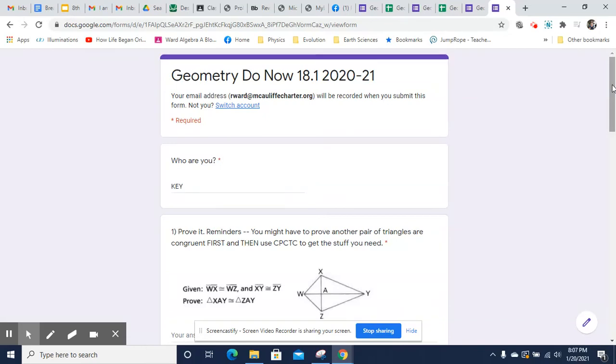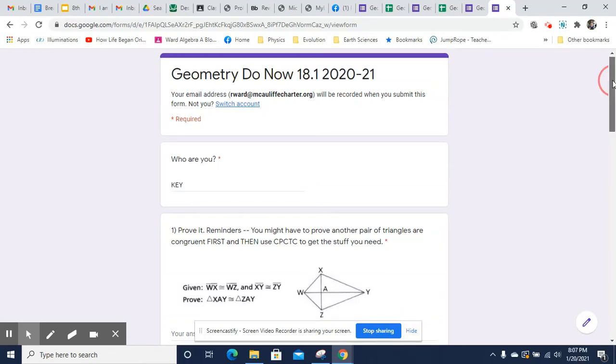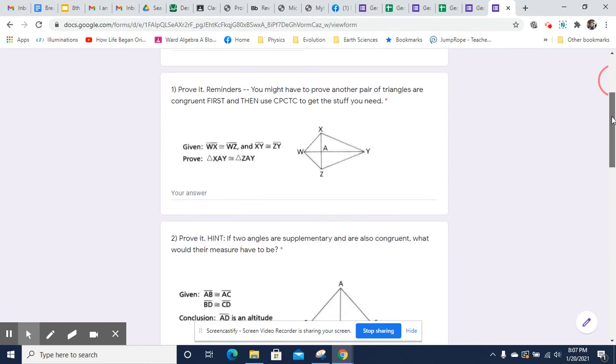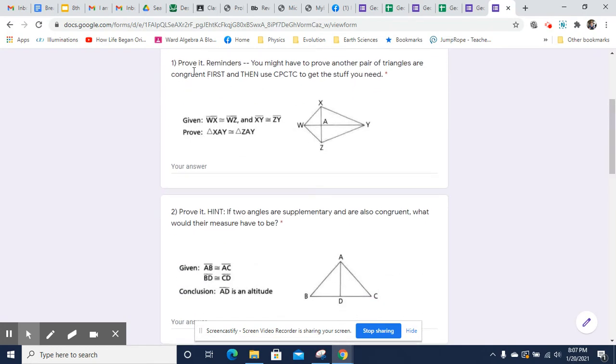This is Mr. Ward. I'm going to do a key for Do Now 18.1, and let's go ahead and get started. So I'm going to first deal with this proof. I've given you some hints. I'll come back to that.